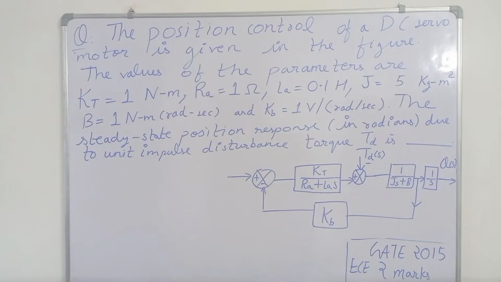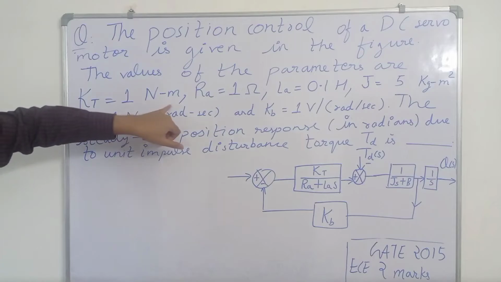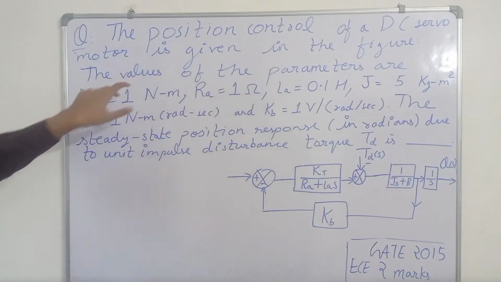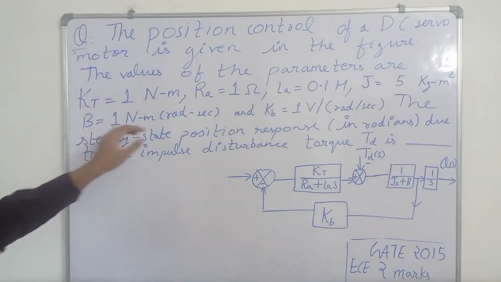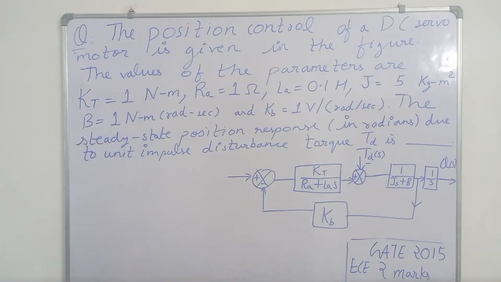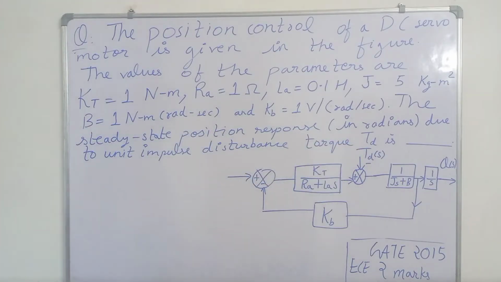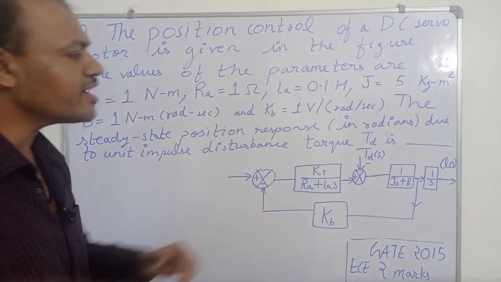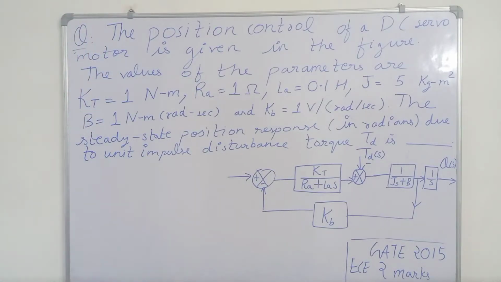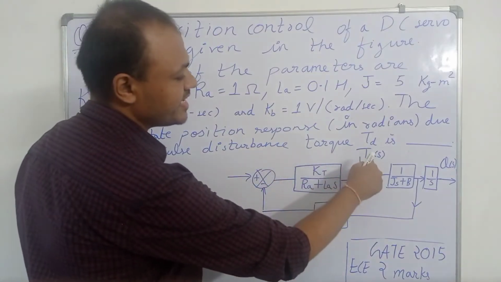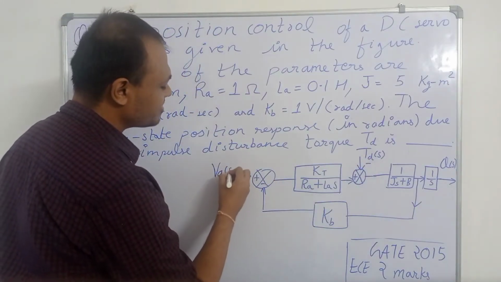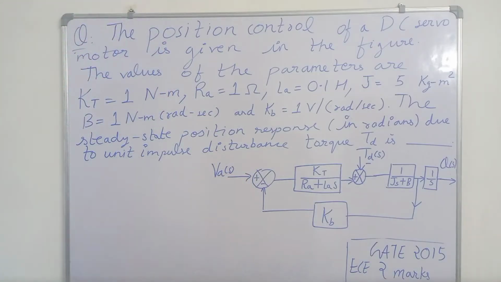DC servo motor. The values of the parameters are Kt equal to 1 Nm, Ra equal to 1 ohm, and all these parameters Kt, Ra, La, J, B and Kb are given to us. Then it says we have to find the steady state position response in radians due to unit impulse disturbance torque Td. So this is the torque Td and this was Va as given in the question.